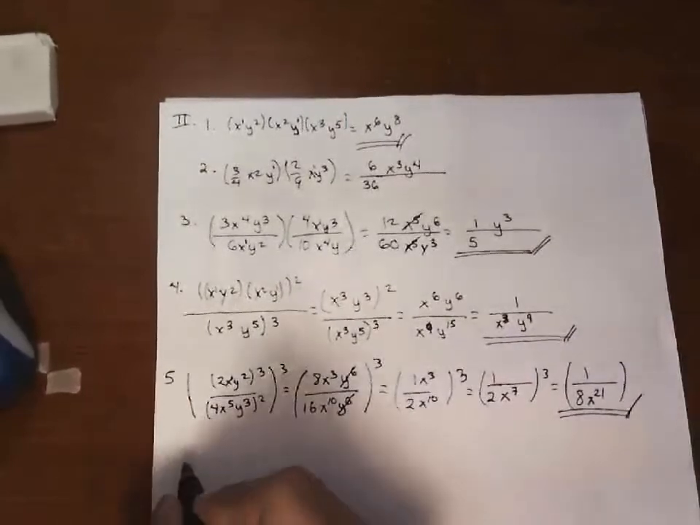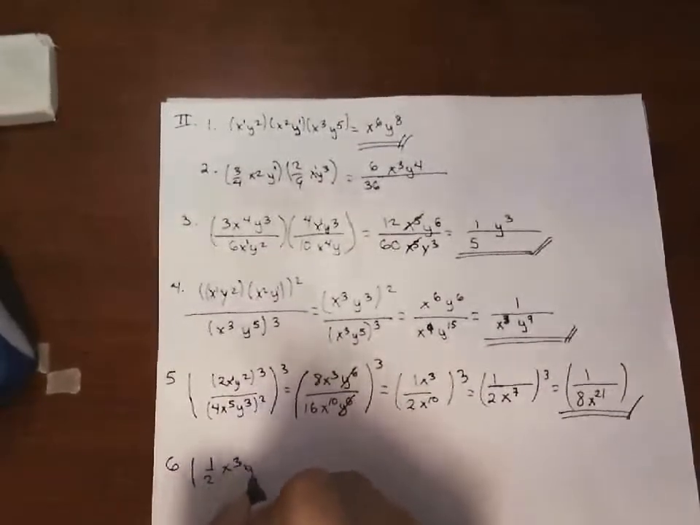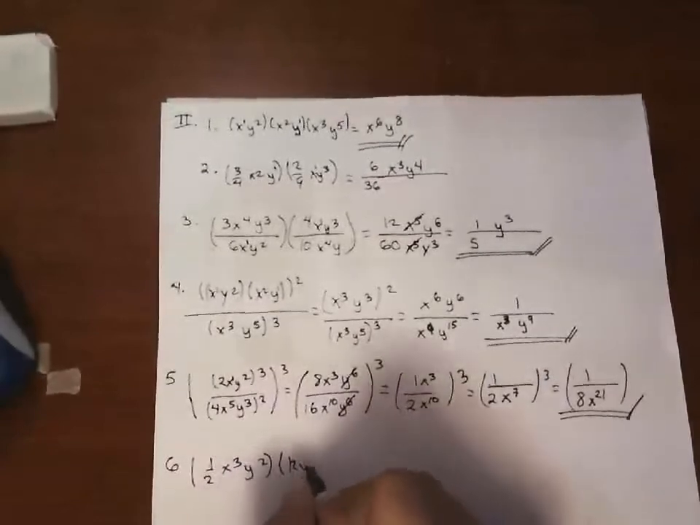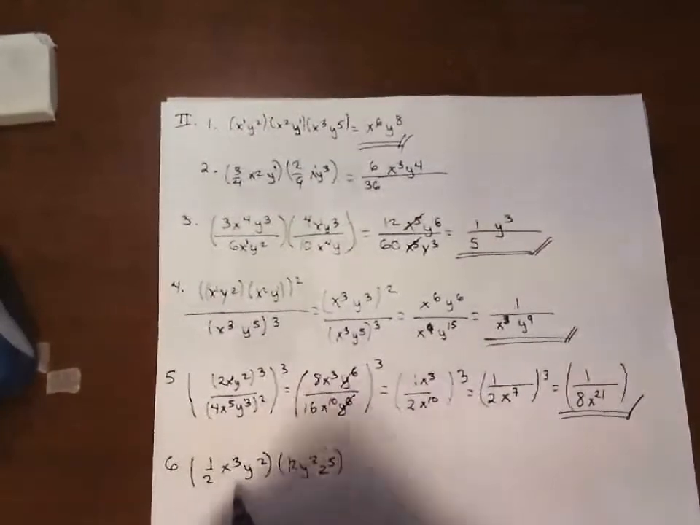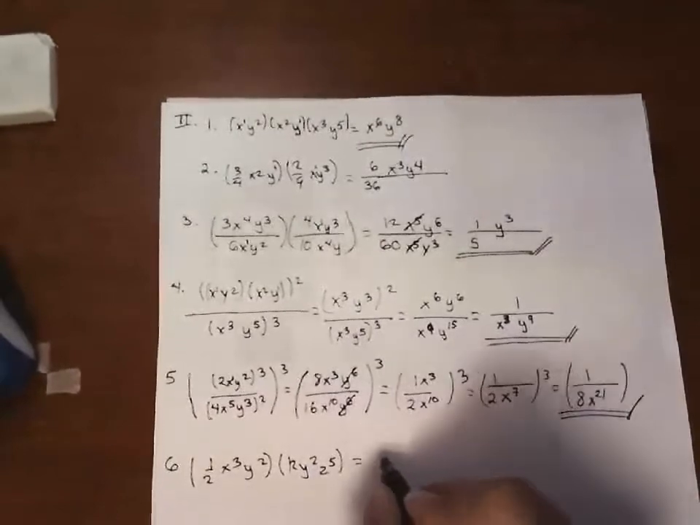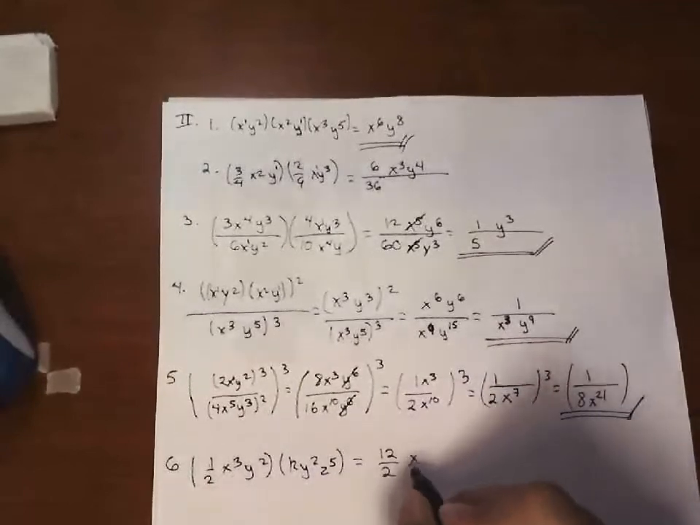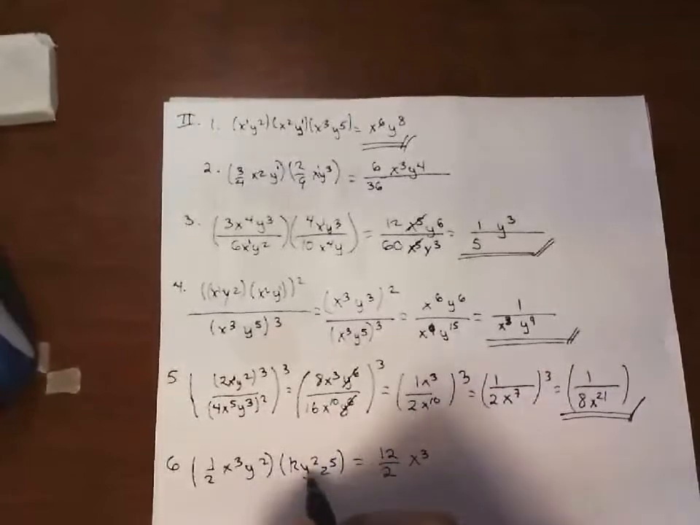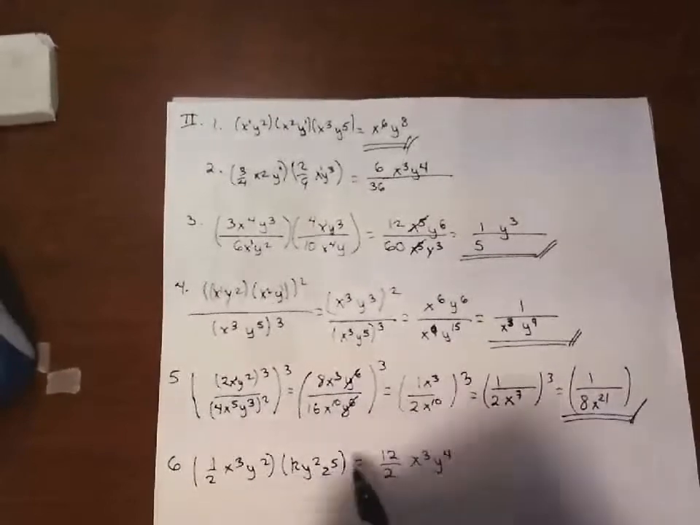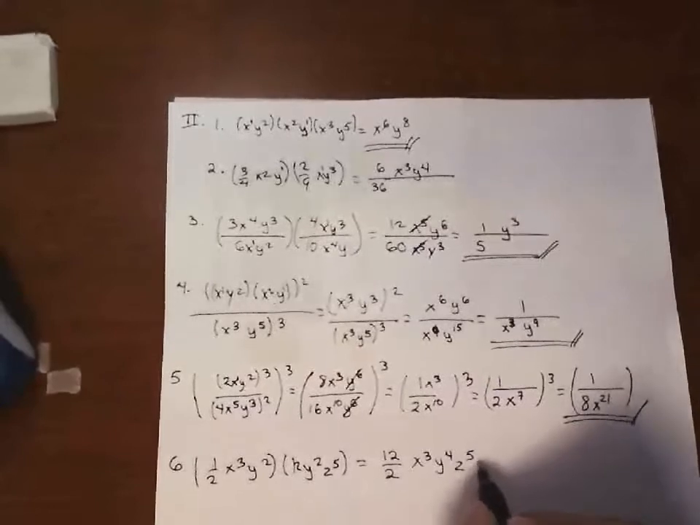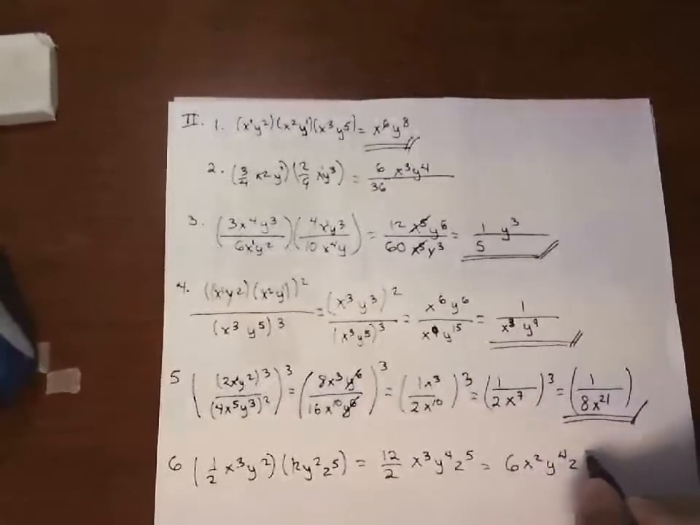Okay, and number 6. 1/2 x cubed y squared times 12y to z5. So 1/2 times 12 is equal 12 halves. x times no other x, so it stays the same. y2 and y2, you add them, they're multiplying. y to the 4, and then z5, there's no other z, so it stays the same. We simplify this, so 6x squared y 4 z5.